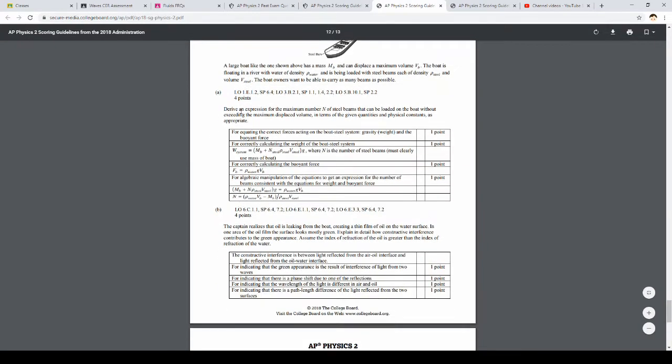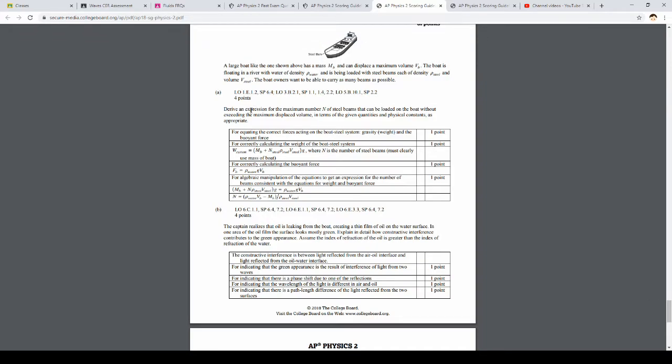So here we have derive an equation for the maximum number N of steel beams that can be loaded onto the boat without exceeding the maximum displaced volume in terms of the values given. So we need to correctly equate the correct forces acting on the boat steel system. So we're trying to equate the force of gravity on the boat steel versus the buoyant force acting on it. We want those forces to be equal.